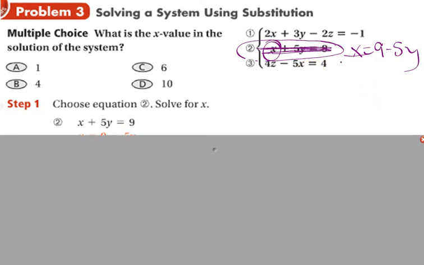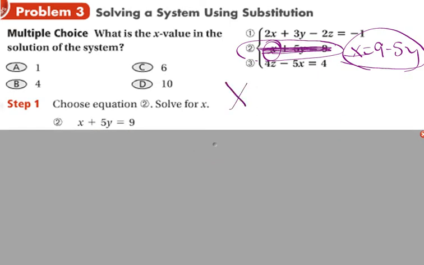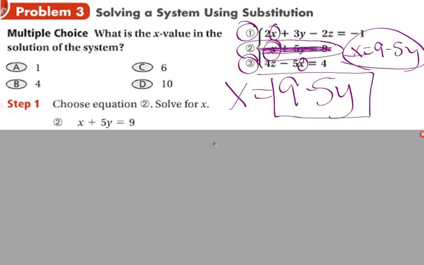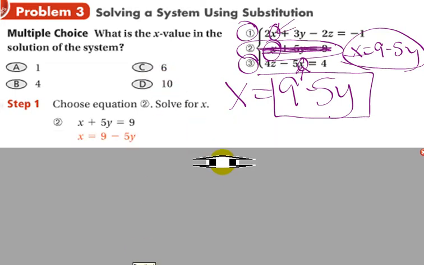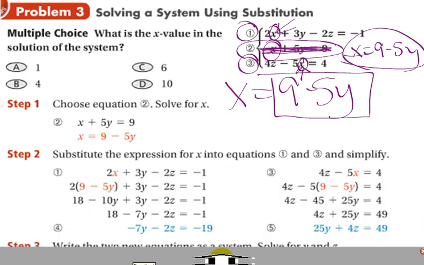So we're going to now use x equals 9 minus 5y instead of equation 2. We're now going to use x equals 9 minus 5y for equation 2. Now what we want to do, everywhere there is an x in the other equations, 1 and 3, everywhere we see an x, we're going to replace that with what? 9 minus 5y. Okay, so that's going to go in there, and it's going to go in there, and then we're going to solve. So here's the work.